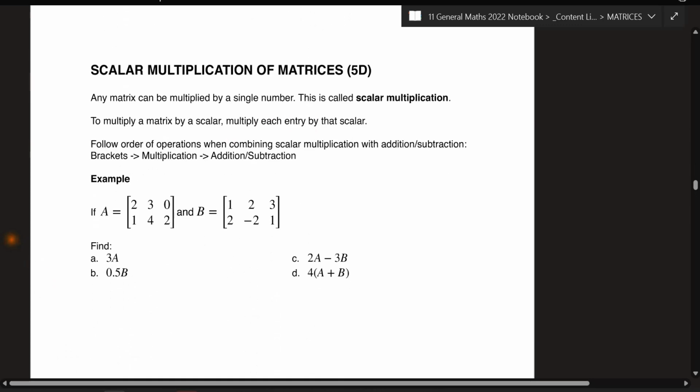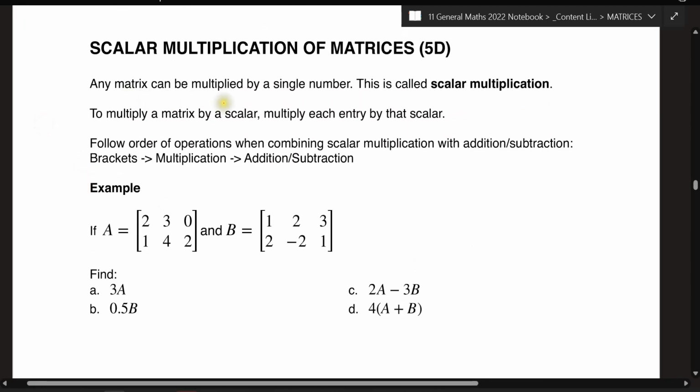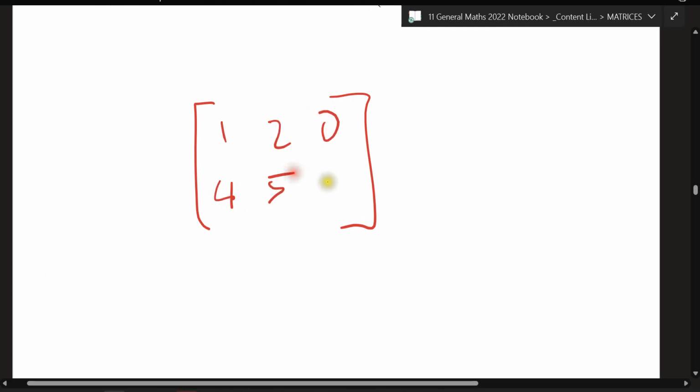So for now, what we're going to learn about is scalar multiplication. This is a little bit different to what you'll be learning next term, but it's a very similar principle to what we learned last lesson. Any matrix can be multiplied by a single number. This is called scalar multiplication. Say, for example, I've got a matrix that looks like this: 1, 2, 0, 5, 10. I can multiply this matrix by, for example, 10. I can also divide it by 3, or I can even multiply it by a decimal like 0.5. That's what scalar multiplication is.